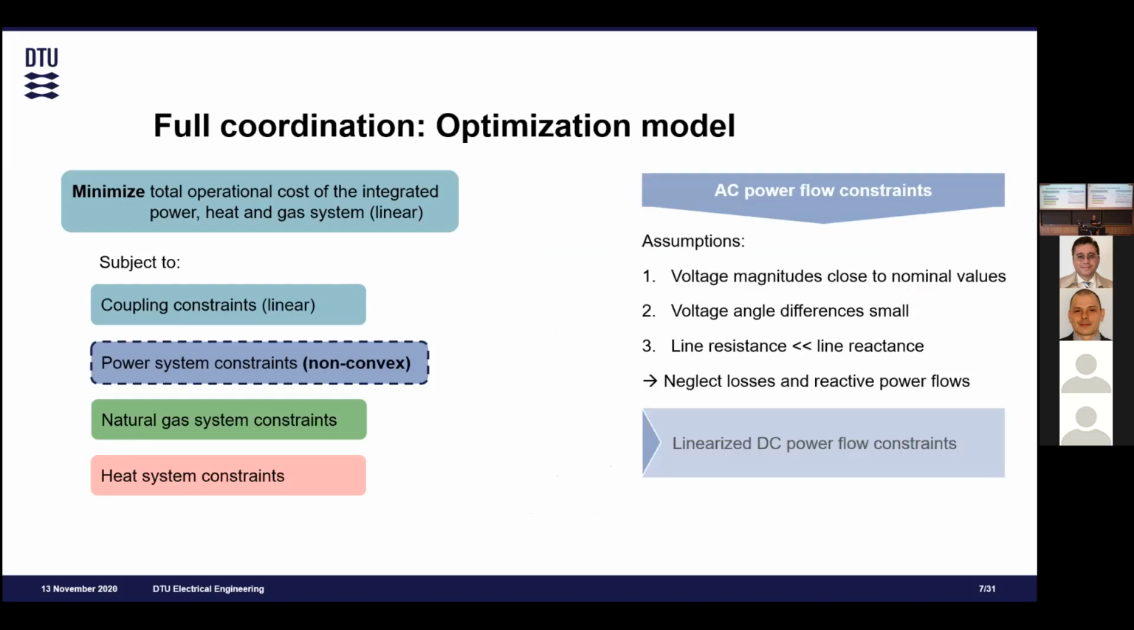While the objective function and coupling constraints can be modeled in a linear way, AC power flow constraints are non-convex. However, under these 3 assumptions, neglecting reactive power and neglecting losses, the linearized DC power flow equations can be used as an approximation.